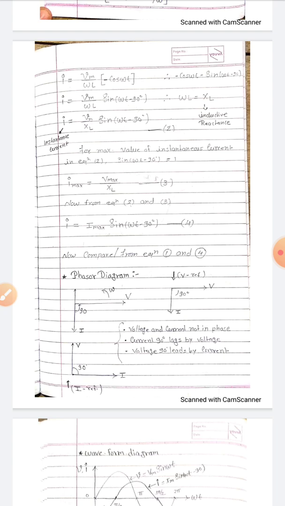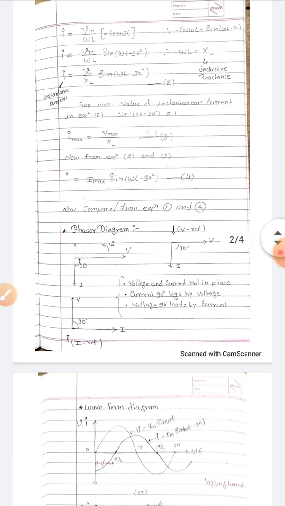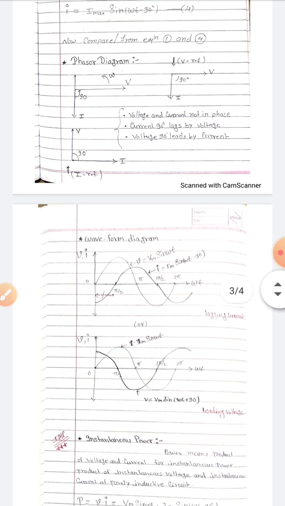So the phasor diagram represents the applied voltage. If you consider voltage as the reference, then with respect to voltage, the current has a 90-degree lagging nature. If you consider current as the reference axis, then the voltage is leading the current by 90 degrees. Now we want to draw the waveform diagram.